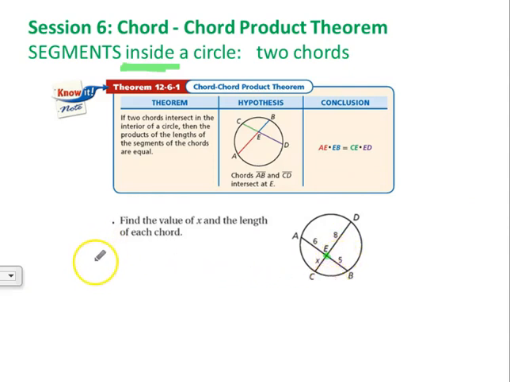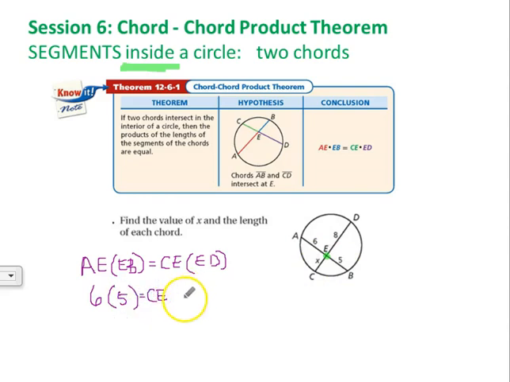So remember, if we were to take the distance from A to E and multiply it times the distance from E to B, that product is going to be equal to the distance from C to E times E to D. So I've split those up. So let's put in now the lengths that we're given. So from A to E, I know it's 6. EB is 5. We don't know CE, so I'm just going to leave that as CE. If we want to put that as X, you can. It doesn't matter. And then the length from E to D is 8.